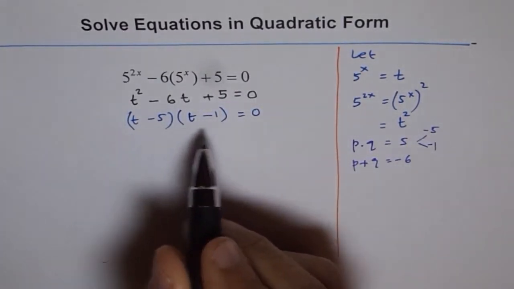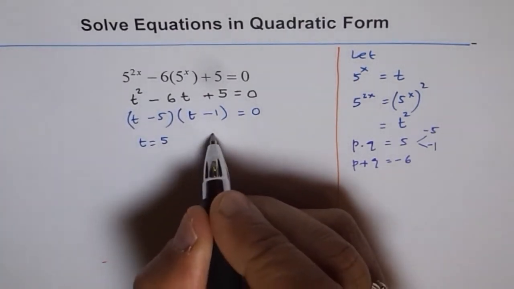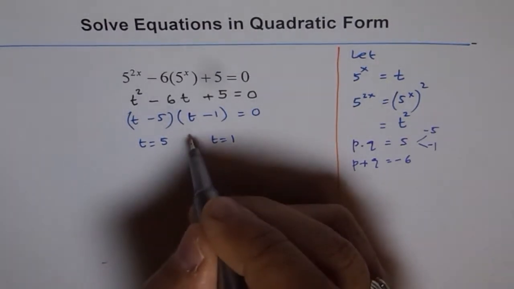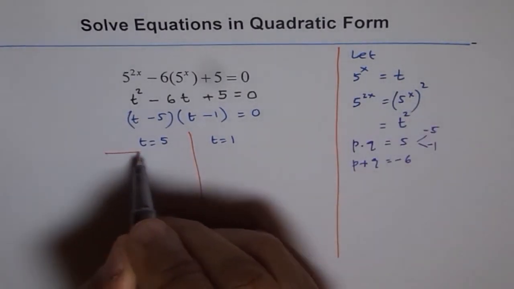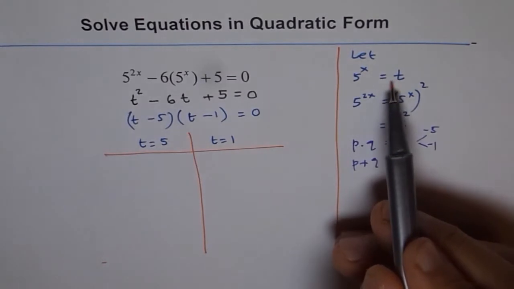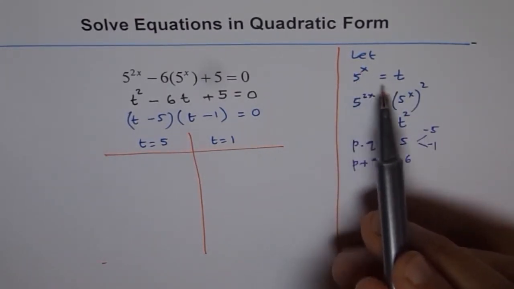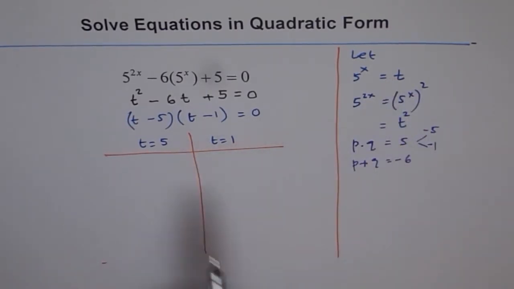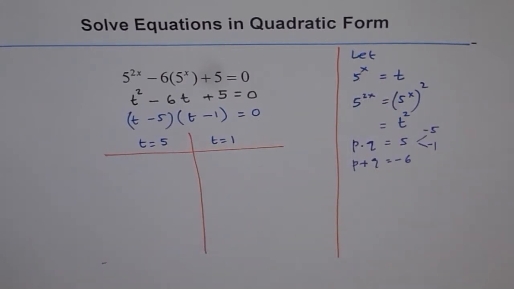That leads to 2 solutions. One is t equals 5, the other one is t equals 1. So these are the 2 different solutions. But what we really need is the value of x. So how to find the value of x? Well, let's get back. Do reverse substitution. We had 5 to the power of x as t. Now we know t. So we say, well, t is 5. That means 5 to the power of x is 5.